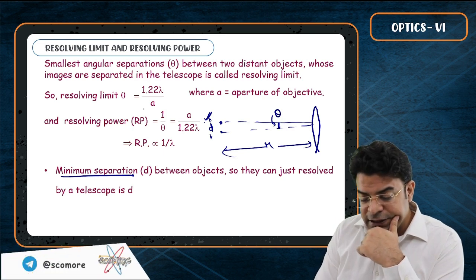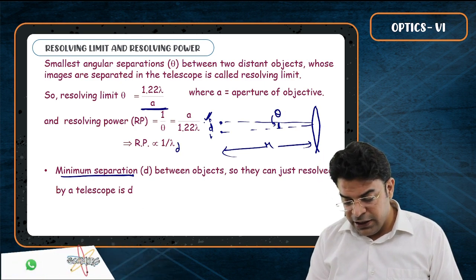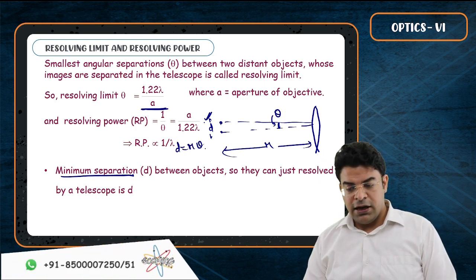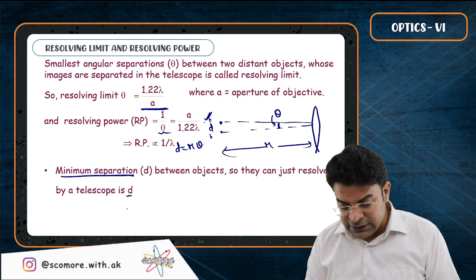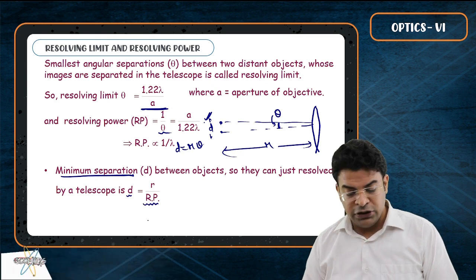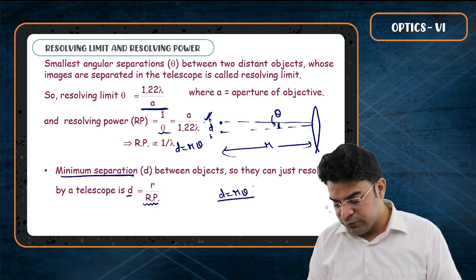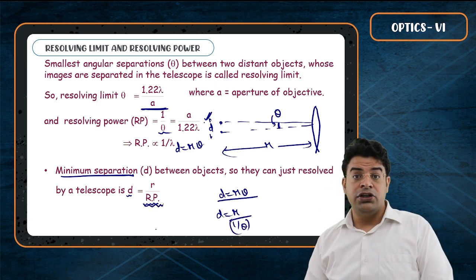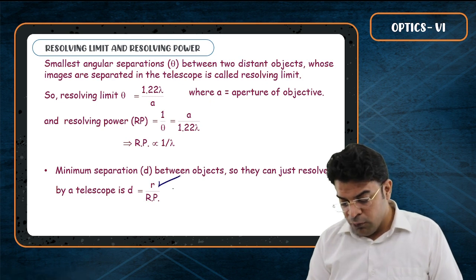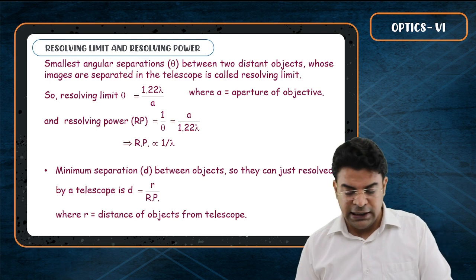And we know that theta is 1.22 lambda by a. From this relationship, can I say that d equals r theta? Yes, sir. And in place of 1 by theta, can I write resolving power? So we can say that this distance d is nothing but r upon resolving power. Sir, how have you written it? Think over it this way. d equals r theta from our basic trigonometry. I can say d equals r upon 1 by theta. And in place of 1 by theta, we can write resolving power. Now, once more, what is r? Where r is the distance of the object from the telescope.